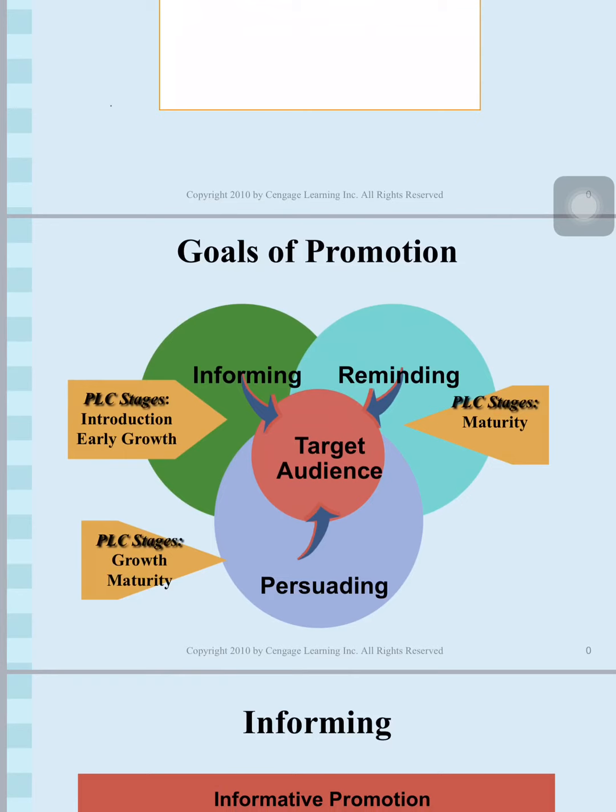So basically there are three goals of promotion, which are informative promotion, persuasive promotion, and also reminder promotion. Informative is where you want to increase sales and increase awareness of the new product or new brand. At this stage you will explain how the product works, suggest a new use of the product, and also build the company image.